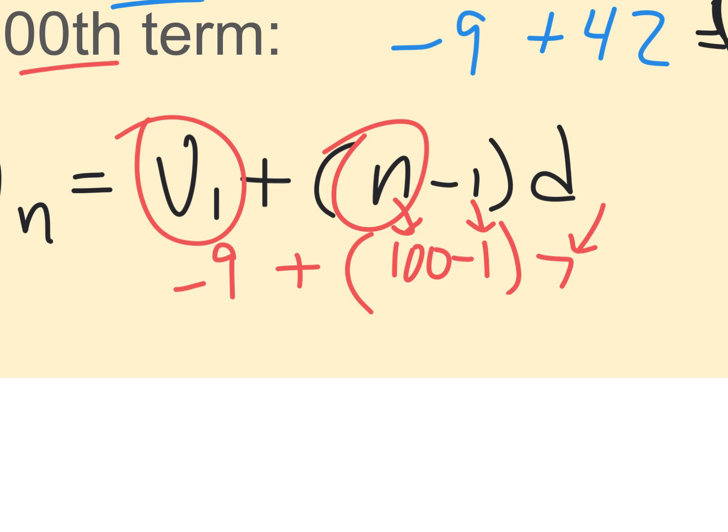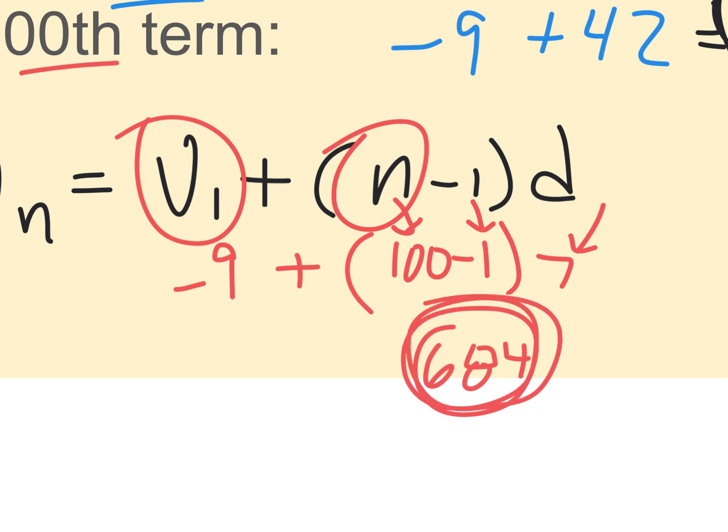Now I'm going to use Siri. What is 99 times 7? It says 693. What is negative 9 plus 693? 684. Did anybody beat me to that? A couple people. Nice job. All right.